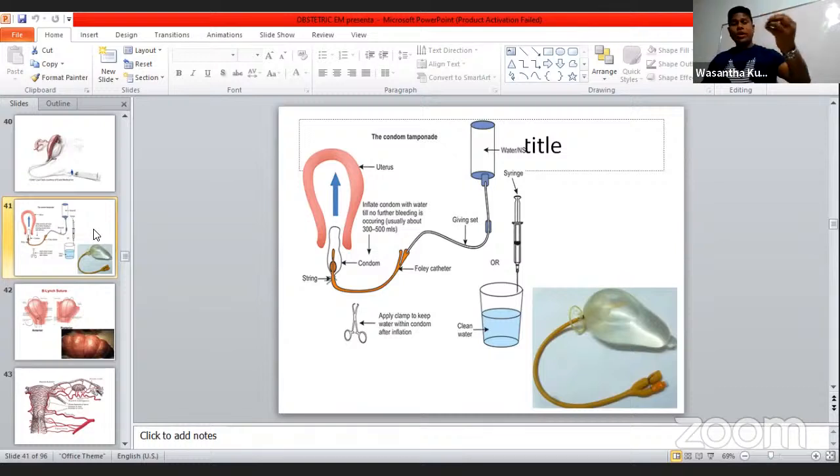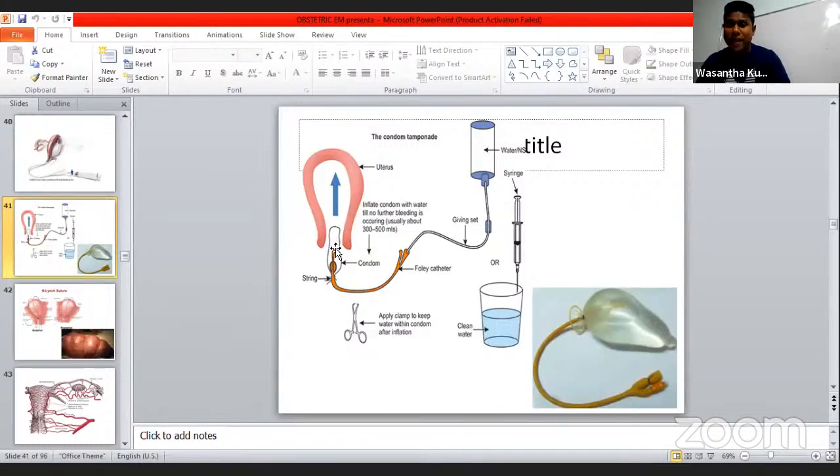You take a condom and a Foley catheter, you insert the Foley catheter into the condom, and you tie the end. Then you insert this condom catheter into the uterine cavity and connect it to a saline drip. You send saline under pressure, and the saline will fill the cavity and compress the bleeders from the inside of the uterine cavity. When you inflate this bulb, it will compress the bleeders and stop bleeding. This is extremely helpful, a very simple procedure that you can do.